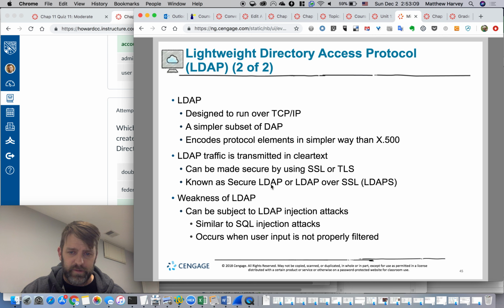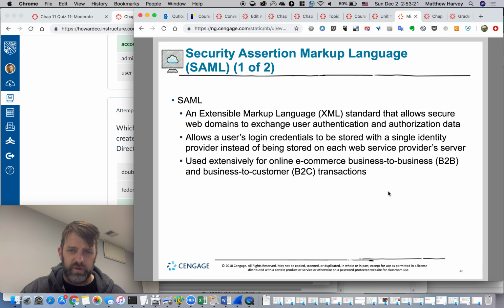LDAP can be transmitted over SSL or TLS so that it's encrypted. But LDAP is sometimes vulnerable to injection attacks, with attackers abusing LDAP to look things up or try to alter the directory.